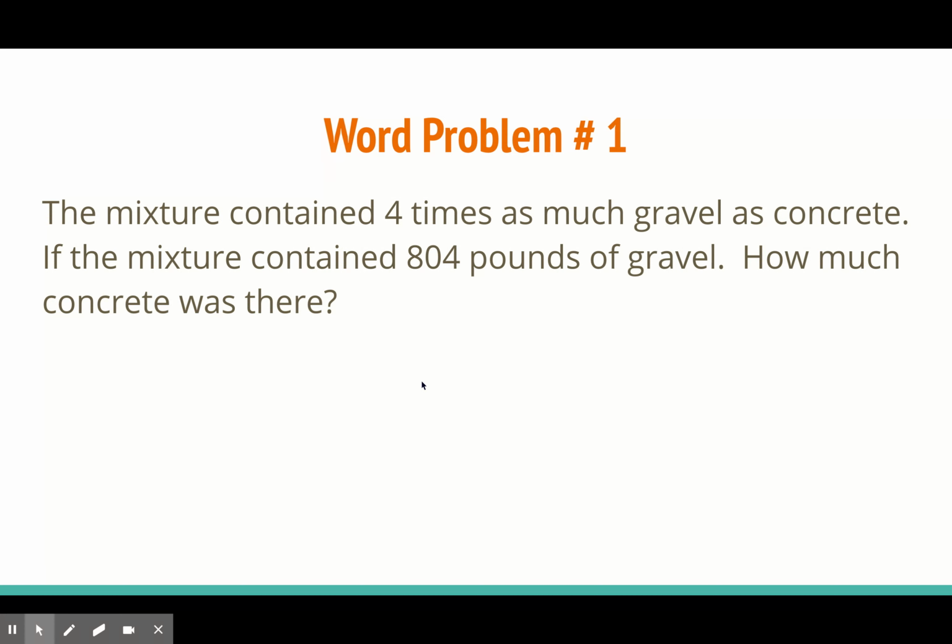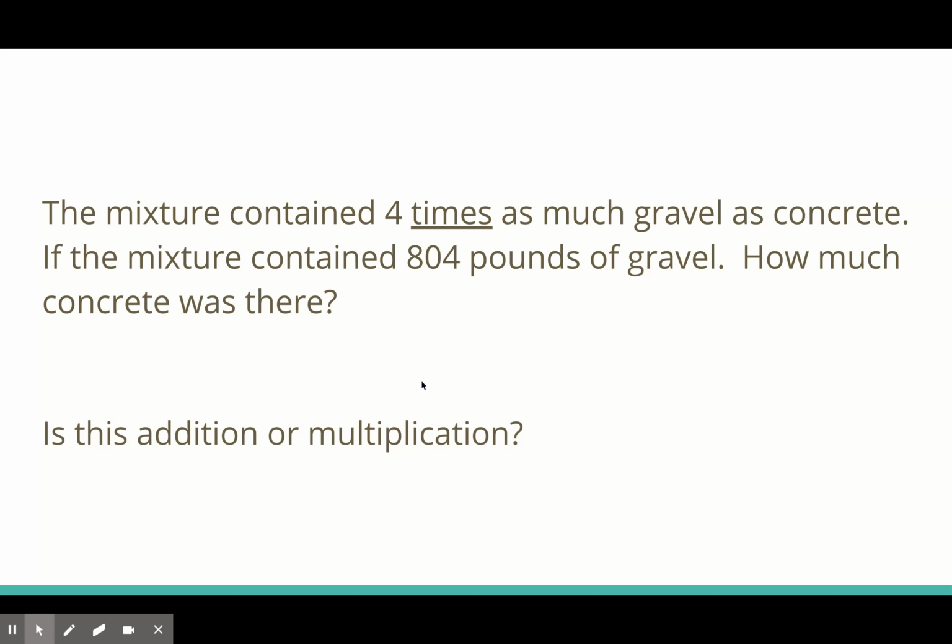Word problem number 1 says the mixture contained 4 times as much gravel as concrete. If the mixture contained 804 pounds of gravel, how much concrete was there? In order to solve this question, the first thing we're going to have to do is figure out what kind of question it is. Is it a multiplication question or is it a division question? Let's find out.